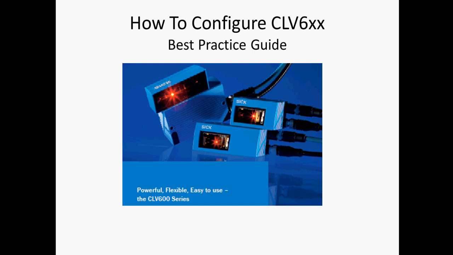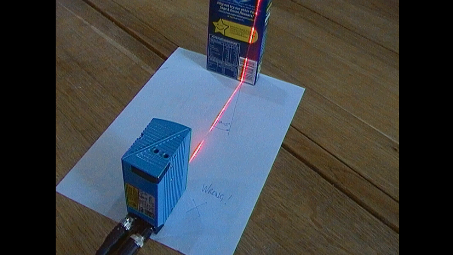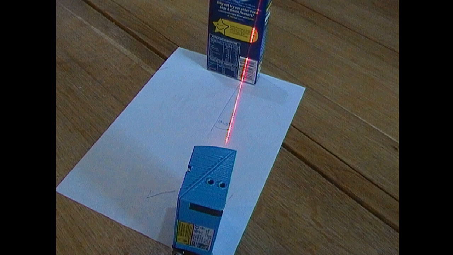This is a best practice guide showing you how to configure a CLV6 series scanner. But before we do, I just want to make sure that the scanner is angled correctly looking at the code. If your laser beam is looking at the code like this, this is wrong. It's obviously going to get too much reflection coming back to the scanner. You must have approximately 15 degrees onto the code, like this.